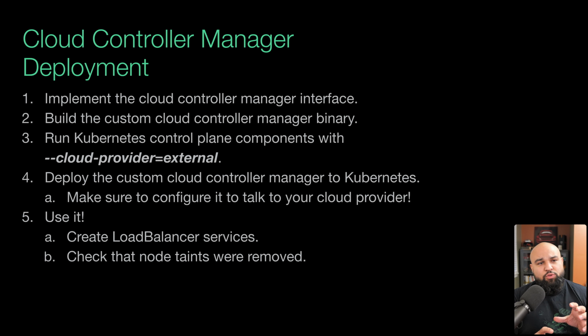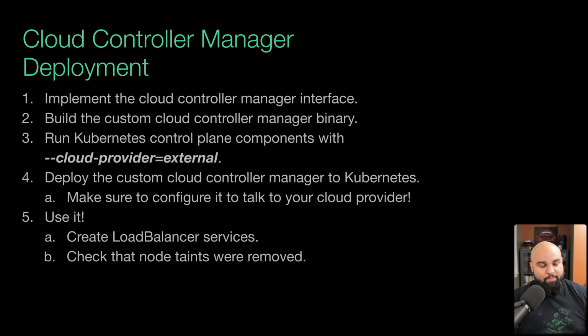So when you want to deploy a Cloud Controller Manager or develop one, what do you need to do? Well, you need to write a program that implements this Cloud Controller Manager interface. You need to build a binary. You need to run all of your Kubernetes control plane components with the --cloud-provider=external flag. That tells the Kubernetes control plane components, hey, there is an external Cloud Controller Manager that's going to take over all of that cloud provider specific logic, so use that. Then you can deploy your built Cloud Controller Manager binary to Kubernetes, and you make sure it's configured with the right authentication to talk to your cloud provider API. For example, when I deploy the Oxide version, I give it the Oxide hostname and API token, and then you use it. You create your load balancer services, you check that nodes were added and removed.